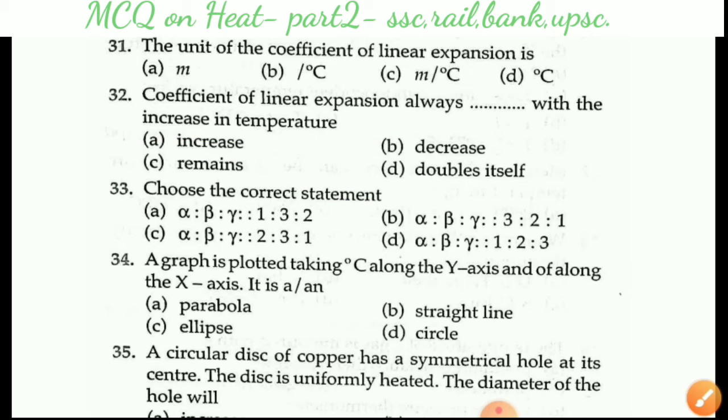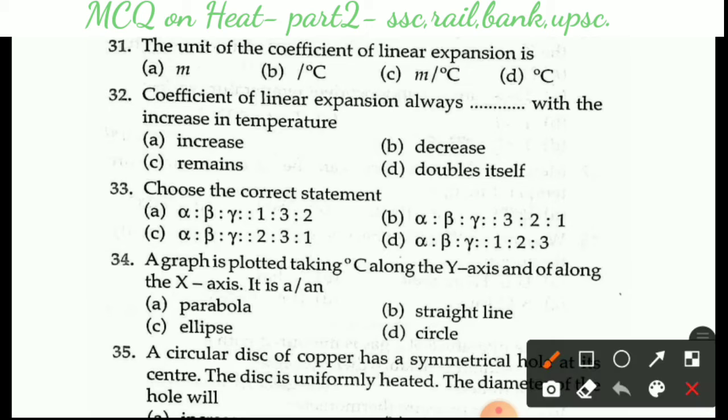Next question is choose the correct statement. A: alpha is to beta is to gamma, which is 1 is to 3 is to 2. B: alpha is to beta is to gamma, which is 3 is to 2 is to 1. C: alpha is to beta is to gamma, which is 2 is to 3 is to 1. D: alpha is to beta is to gamma, which is 1 is to 2 is to 3. Right answer of question 33 is D, alpha beta gamma, which is 1 is to 2 is to 3.